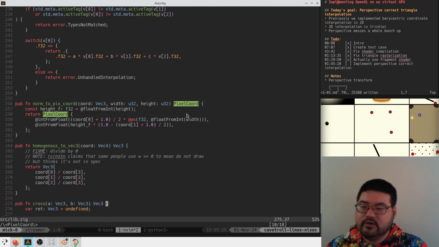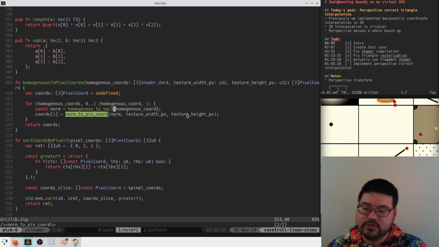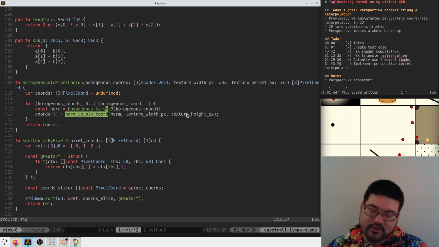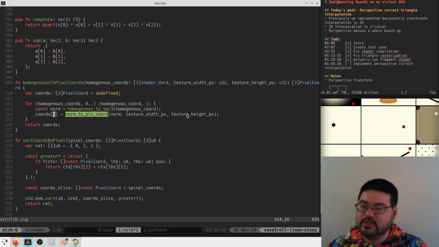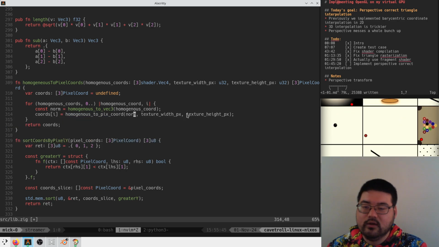So where is this used? Norm to pixel coordinate. And norm to pixel coord comes from the homogeneous toward to vec3. So I think we have to fold these three things down now. I think that we can't go homogeneous to vec3. We have to go homogeneous just straight to pixel coord. I think.